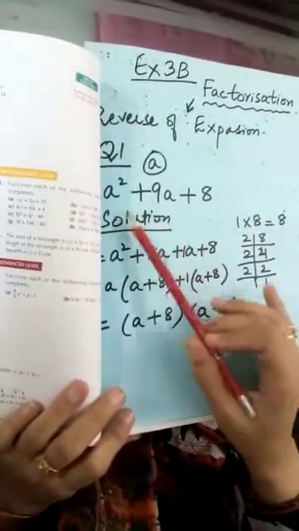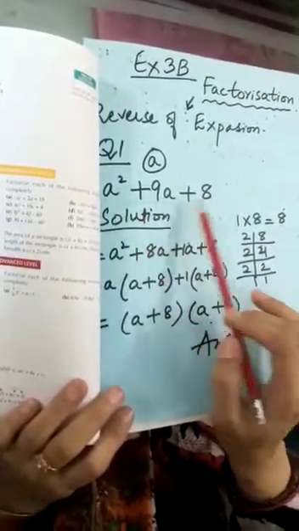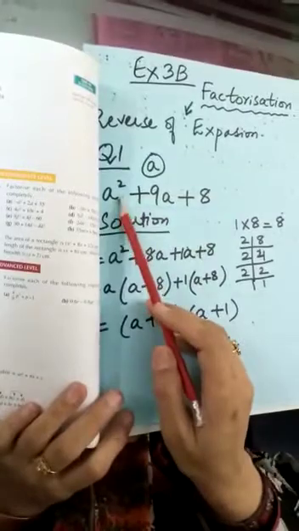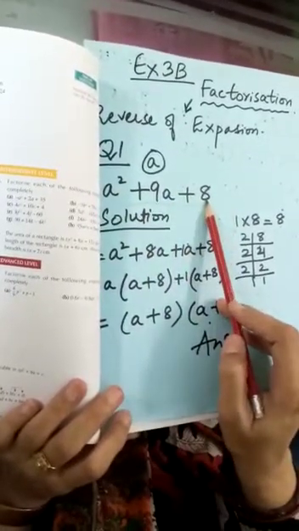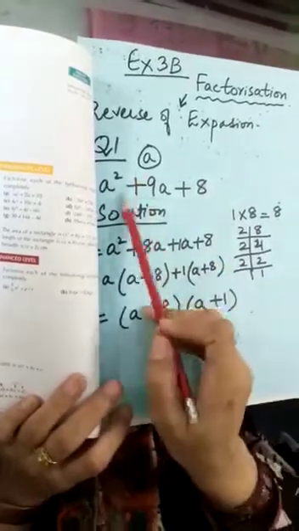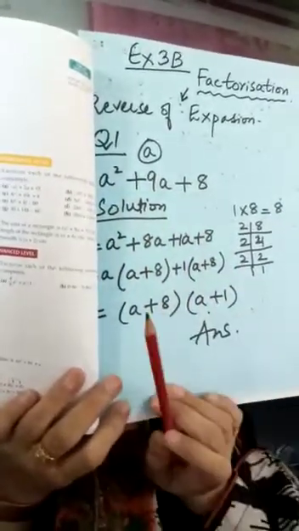There are 3 terms. Wherever factorization is there, 3 terms are there: first, second, third. The first term is in the form of a square. The second term is not in the form of a square. The third term is a number. You can say this is the standard form of a quadratic equation.